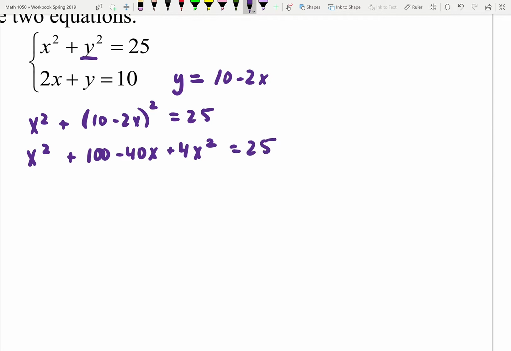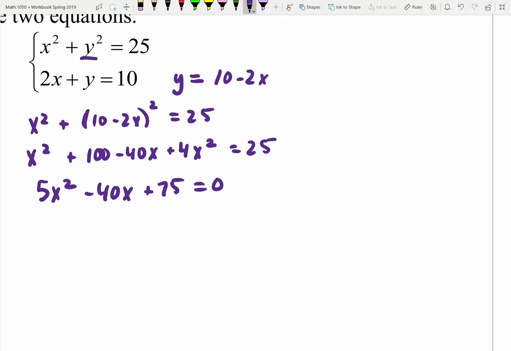equals 25. Now I know I'm going to have to factor, but before I factor, I've got to get my 0. So I'm going to clean this up. 1x squared plus 4x squared is 5x squared. Then you have a negative 40x. 25 comes over and becomes a negative, so I have plus 75. Don't forget your equals 0.